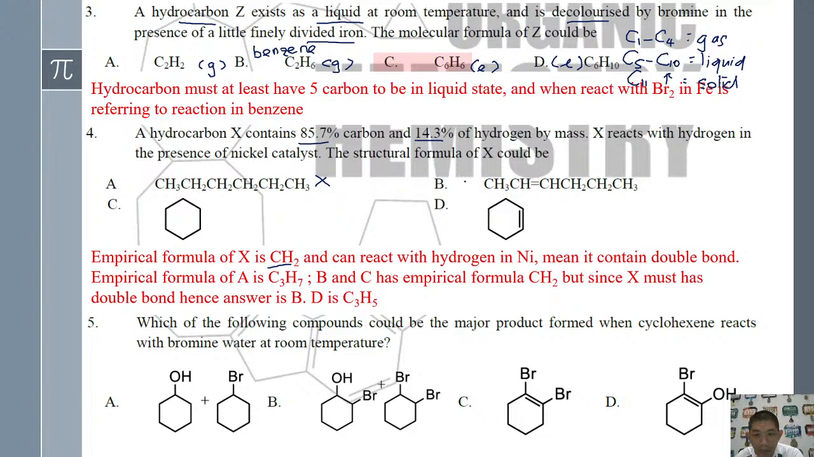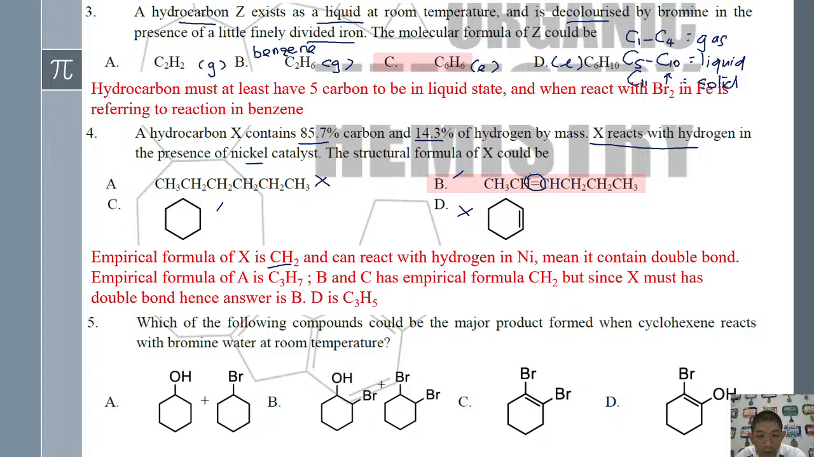So the answer may be B or C. Now D is also out from our choice because its empirical formula is C3H5. So D is already out. The information that X reacts with hydrogen in the presence of a nickel catalyst is trying to show you that there must be a C double bond C inside to undergo hydrogenation. So the best answer here will be B.